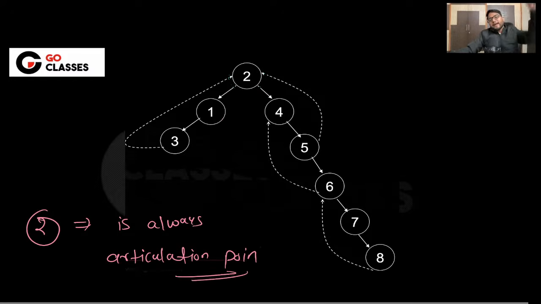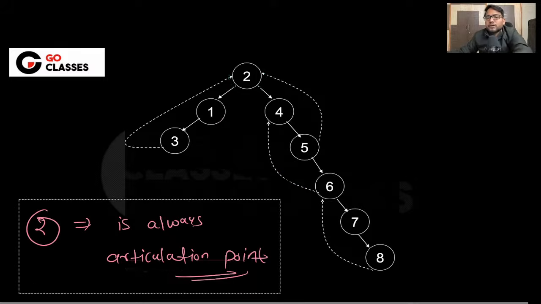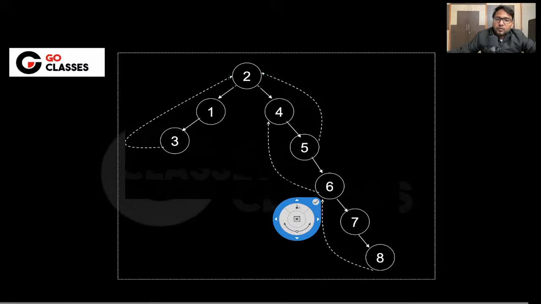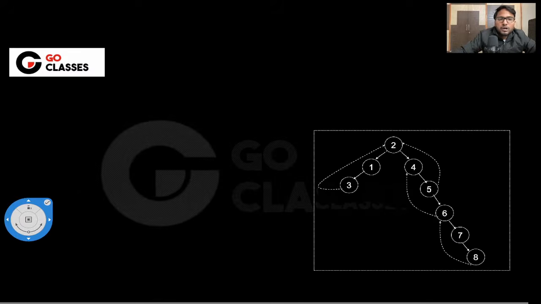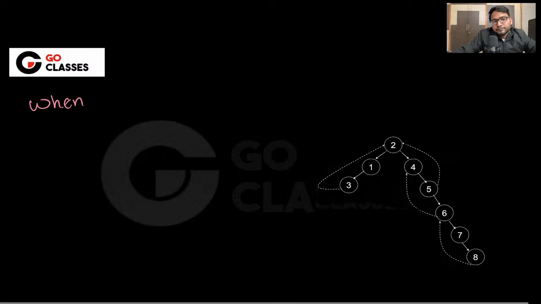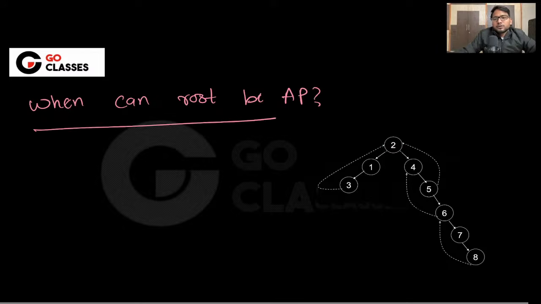See, if I just ask you, when can the root of the DFS tree be an articulation point, what will you say? When can the root be the articulation point? It seems like always, right? Because there is no cross edge, then always. But there is a small condition: if it is having multiple children, right? If it is just having one child, then how can it be the articulation point? So the only thing is that it must have more than one child.